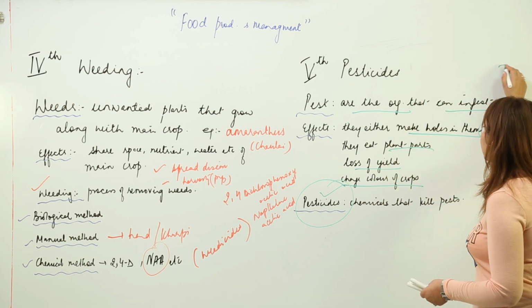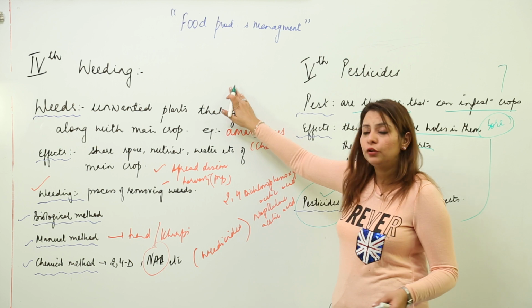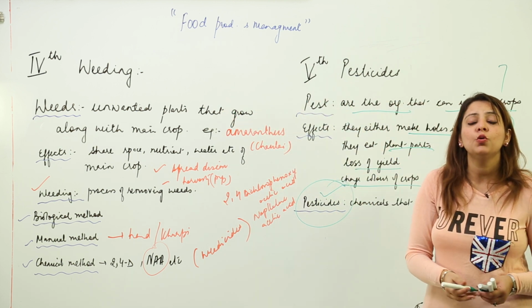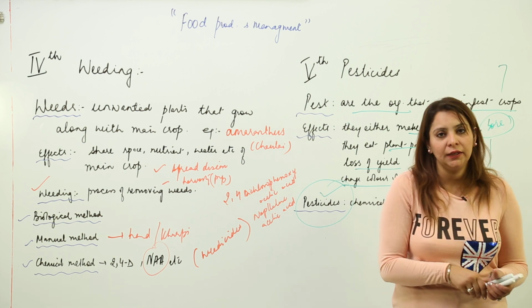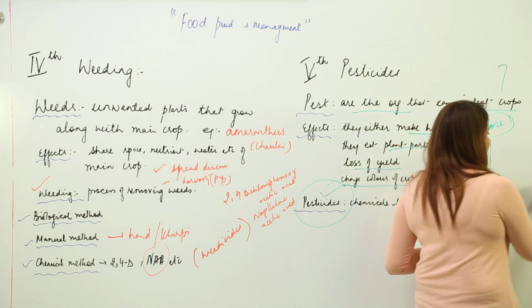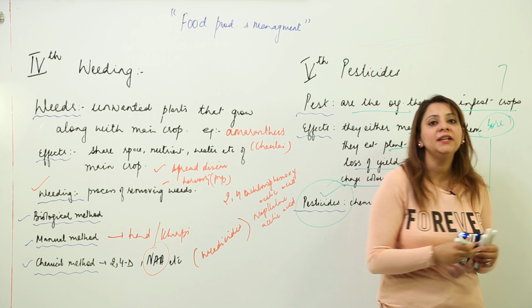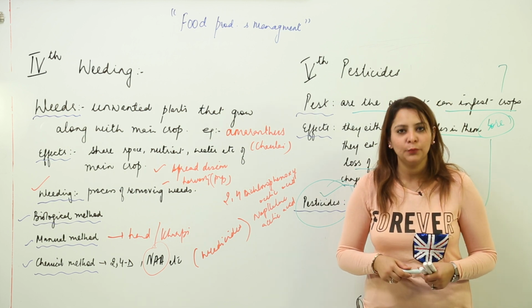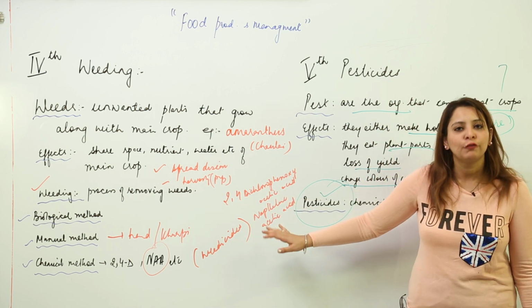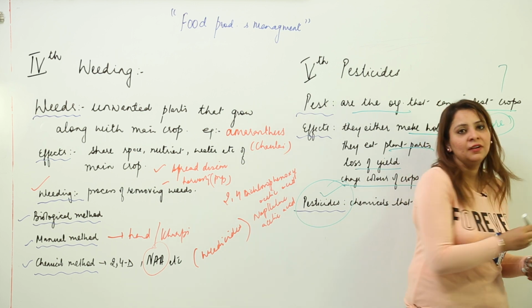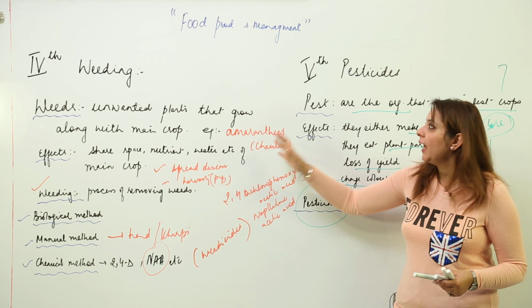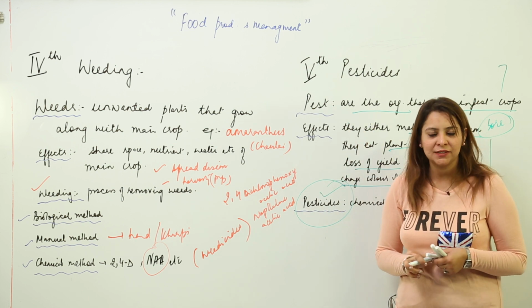Now if you remove the weeds and you remove the pests, that means you are ensuring that your crops do not get infested in any way, and so it keeps the crop protected. So this was the fourth step, weeding, and the fifth step, that is pesticides.